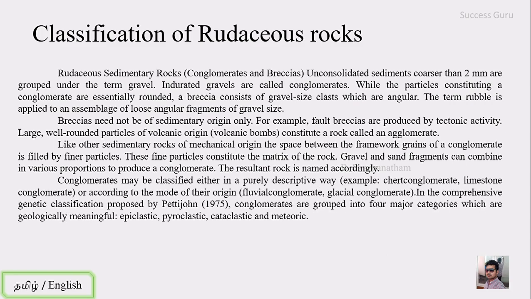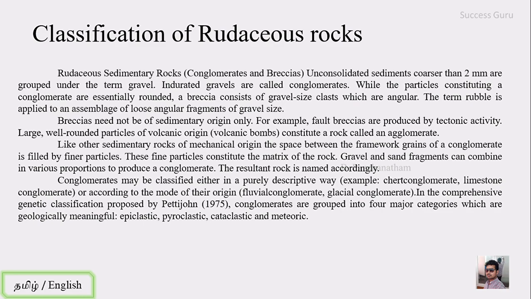Conglomerates may be classified purely descriptively, such as cherty conglomerate or limestone conglomerate, where the classification is mainly based on the composition of the grain. They can also be classified according to the mode of origin, such as fluvial conglomerate and glacial conglomerate. In the comprehensive genetic classification proposed by Pettijohn in 1975, conglomerates are grouped into four major categories, which are geologically meaningful: epiclastic, pyroclastic, cataclastic, and meteoric.